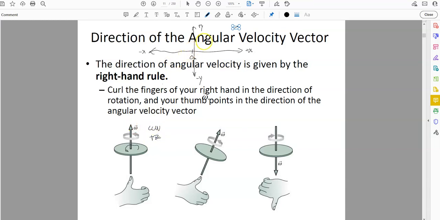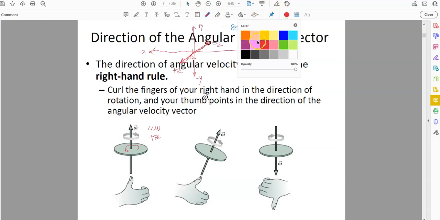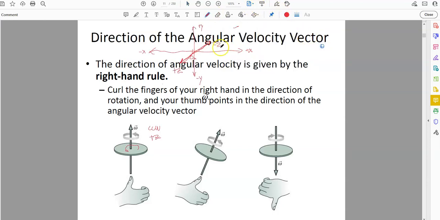Positive Z is the third dimension of this. Up and down is the y direction. Left and right is the x direction. Out is negative z. Out is positive z, rather. Sorry about that. And in is negative z. Okay. Let me try a different color for that so it shows up.